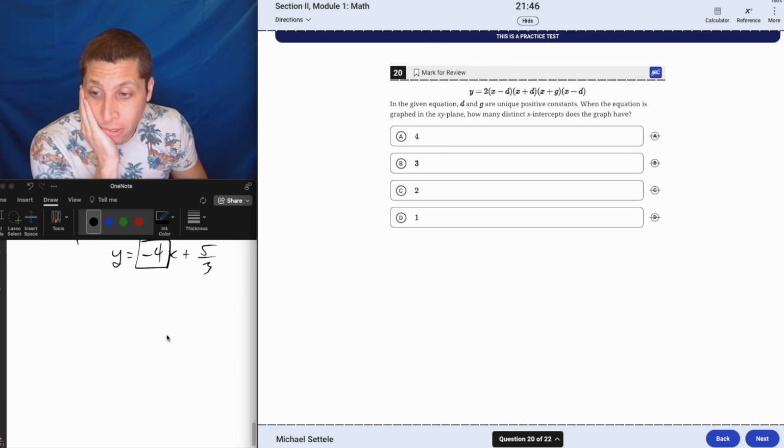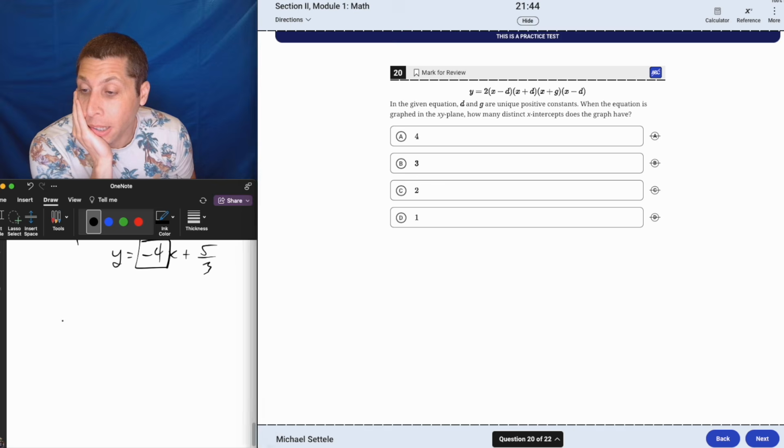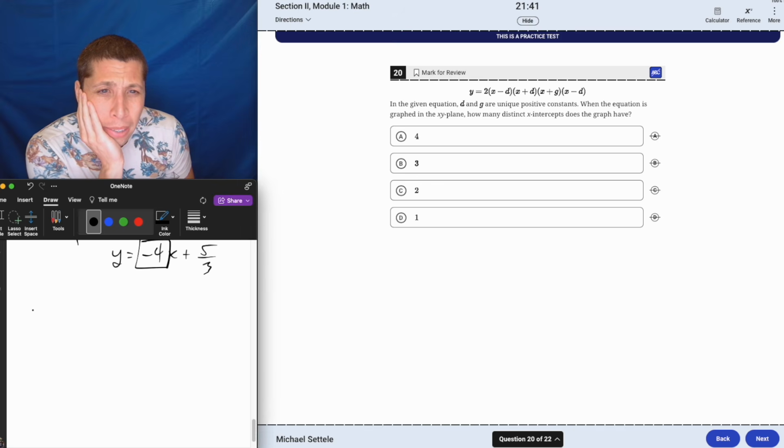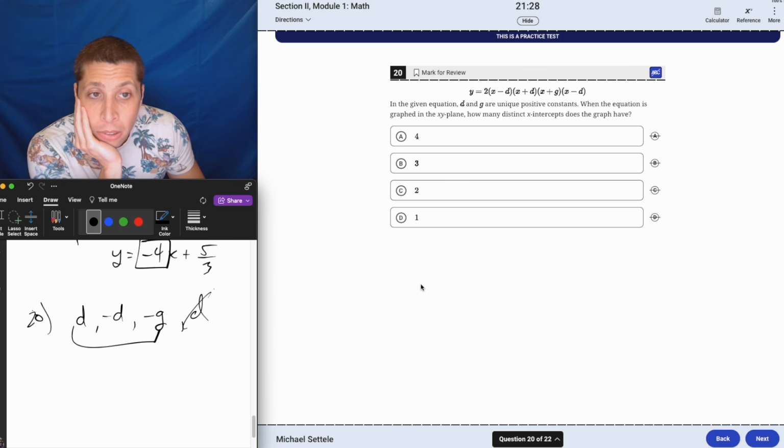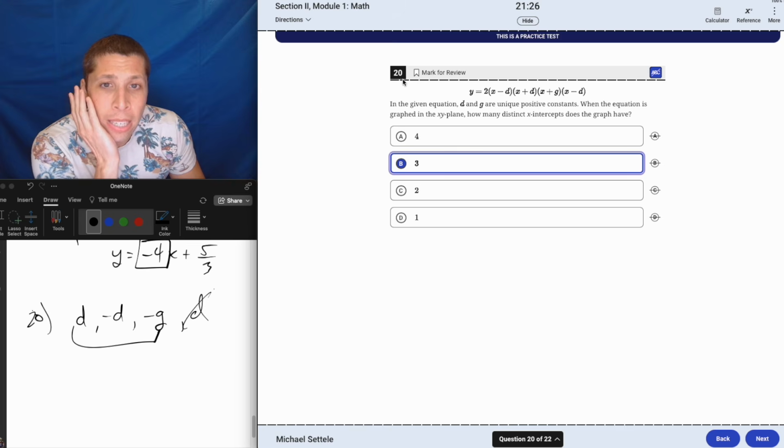you could easily just arithmetize and use the slider here, but D is one of them, negative D is one of them, negative G is one of them, and then D is one of them. So these two are the same, so it's 1, 2, 3. You could easily do this in Desmos.